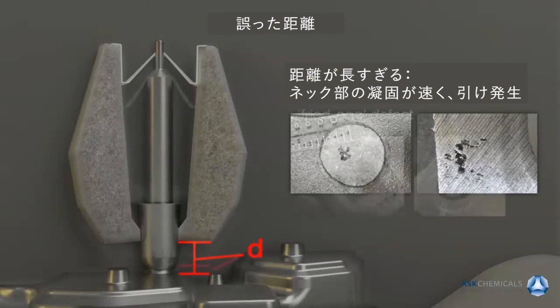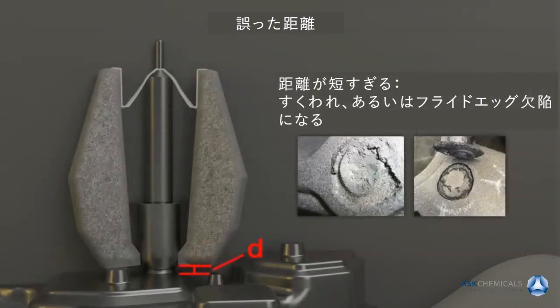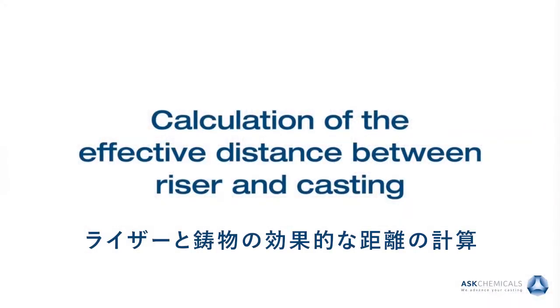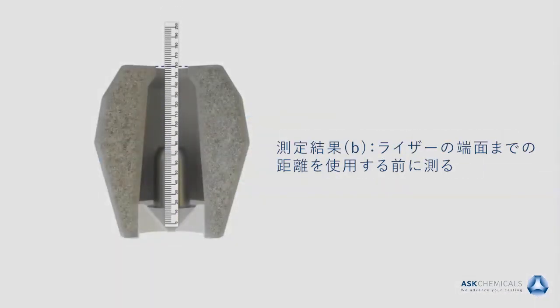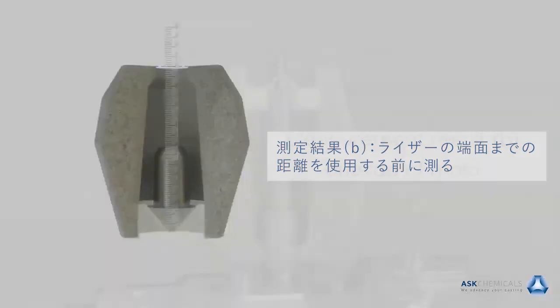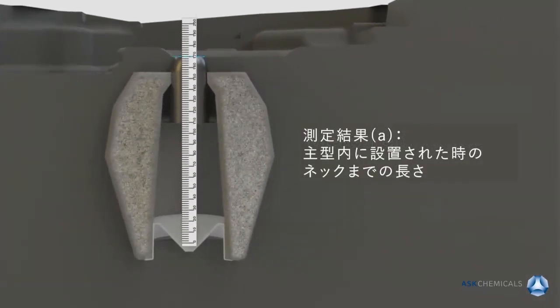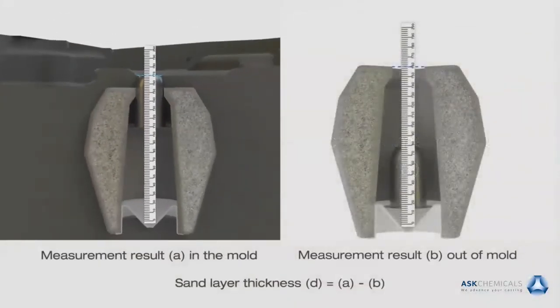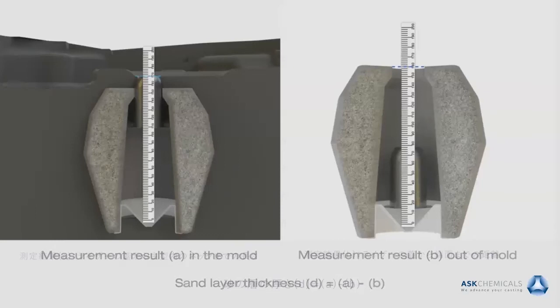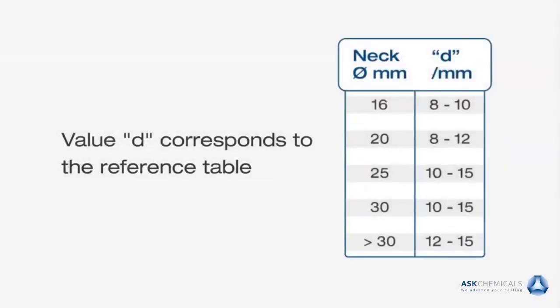If the distance is too small, there is again the danger of so-called fried egg defects or riser scabs. Therefore, it is important to determine the inner riser height from cover to outer edge before using the riser, and to measure this again on the molded riser from the cover to the riser neck. The difference between the two measurements gives the sand layer thickness between riser and casting. This should correspond to the specifications in the reference table, depending on the riser neck diameter.